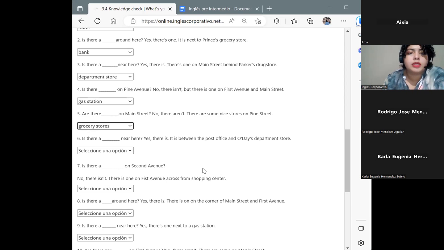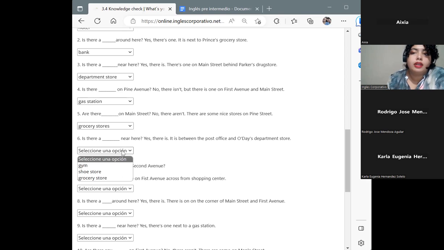Number six, is there a ___ near here? Yes, there is. It is between the post office and All Days Department Store. Está entre el post office and All Days Department Store. A gym, a store, or grocery store? Gym. A gym.